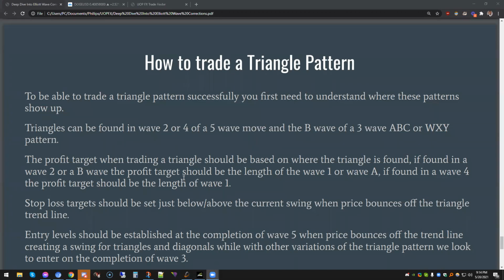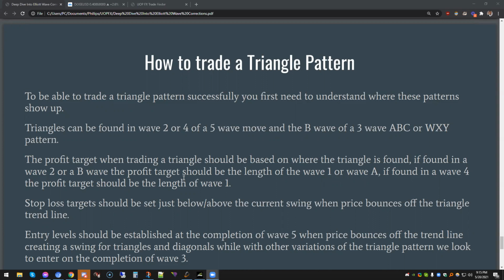Where do we set our stop losses when we're trading triangles? We should set our stops just below or just above the current swing when price bounces off the trend line. So you wait for the price to come, hit the trend line of the triangle, bounce off it, give you a nice swing, and then you enter, and you put your stop just below that swing. Because as you know, typically if you're looking at a triangle, it's going to be a pattern that is very close to perfect. So once price bounces off the trend line and creates a swing, you can always put your stop loss just below that swing. It should be safe there.